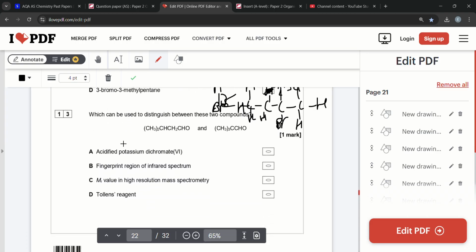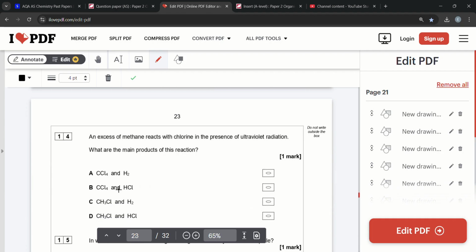Question 13, which can be used to distinguish between these two compounds? CH3CH2CHO and CH3CHO. It's obviously going to be the fingerprint region. They're both the same compound type. If we use the infra-red region, they're going to give the same result. If we use the Mr value in high resolution mass spectrometry, it's going to have very similar Mr values. And if we use acidified potassium dichromate, we get the same result. So the answer is B, fingerprint region.